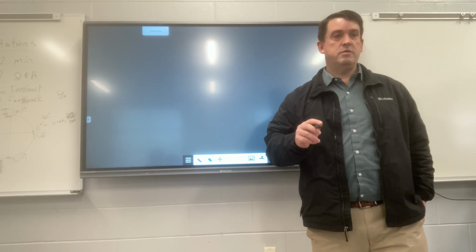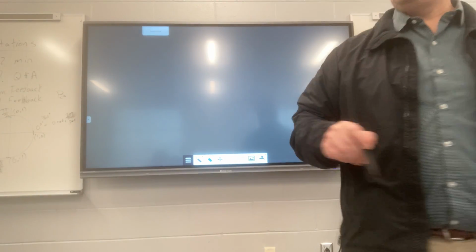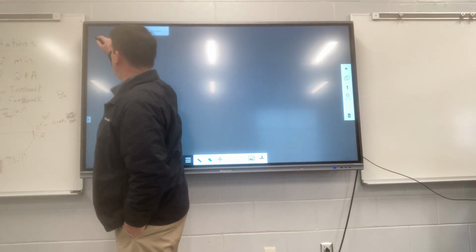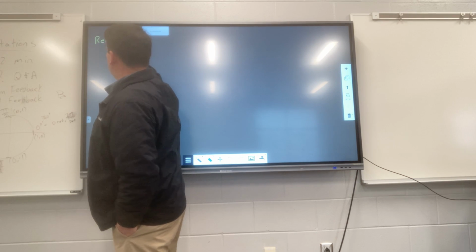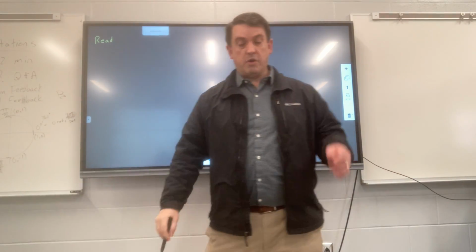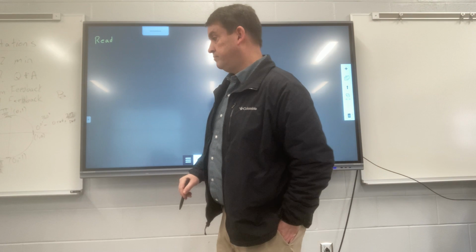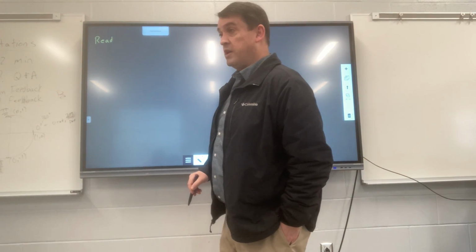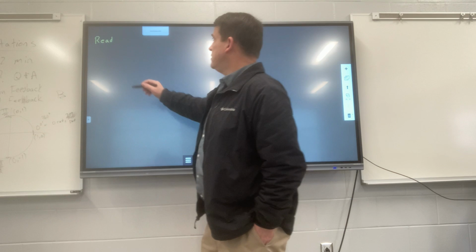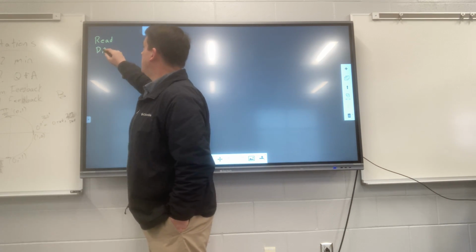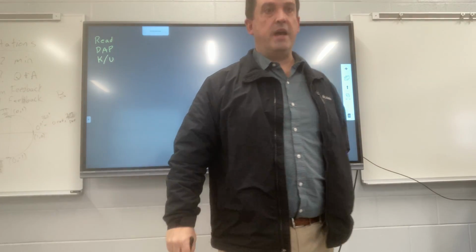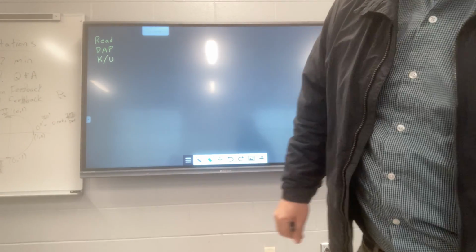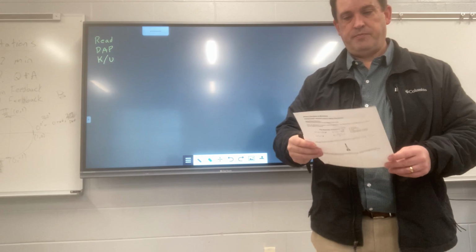Okay, so what's the first thing we need to do? Read, all right? And we can either go ahead and draw a picture or do our knowns and unknowns. K/U is knowns and unknowns. So, get the sheet here.